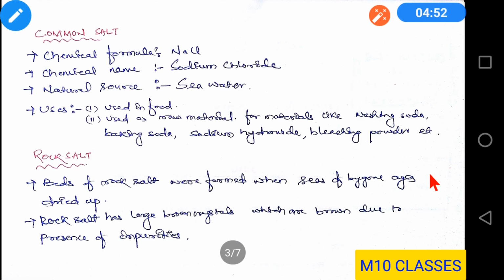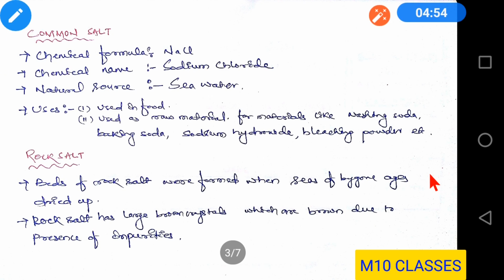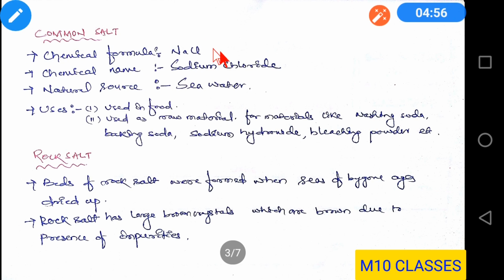Next come to common salt. Now your common salt is quite common, as you know. Its chemical formula is NaCl, chemical name sodium chloride, and the main source is seawater. You get it from seawater, and it is used for food. But here you will come to know that it is used as a raw material for different substances like washing soda, baking soda, sodium hydroxide, bleaching powder, etc.